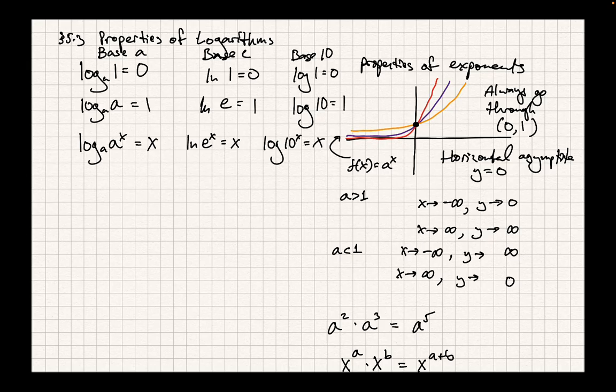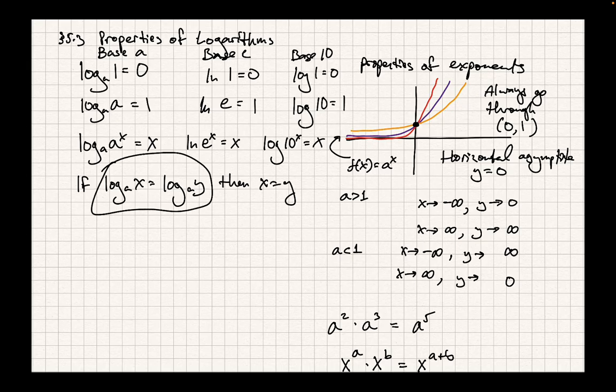If log base A of x equals log base A of y, in general, it has to be the same base, then x must be equal to y if this is true. This is because of the one-to-one property. All right.